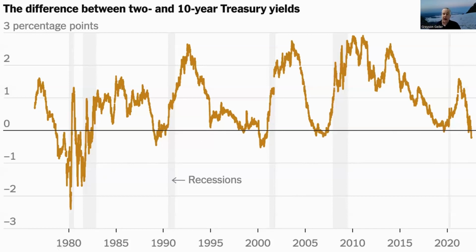The one thing I would point out is this is a lot different than last time. The last time the yield curve inverted, or not the last time, but the 1980 event, this was because the short-term interest rates were so high that we got inverted in the yield curve. Well, now we are inverted because the long-term rates are so low.